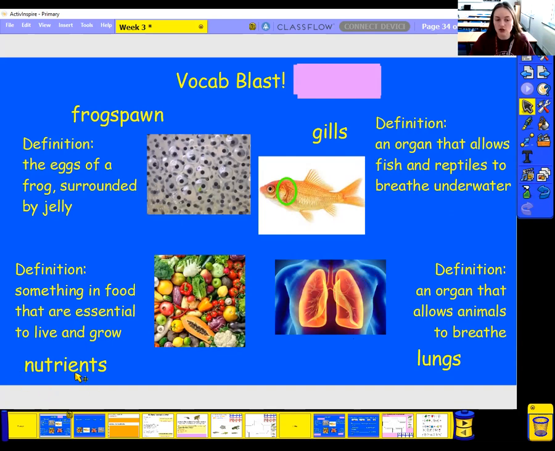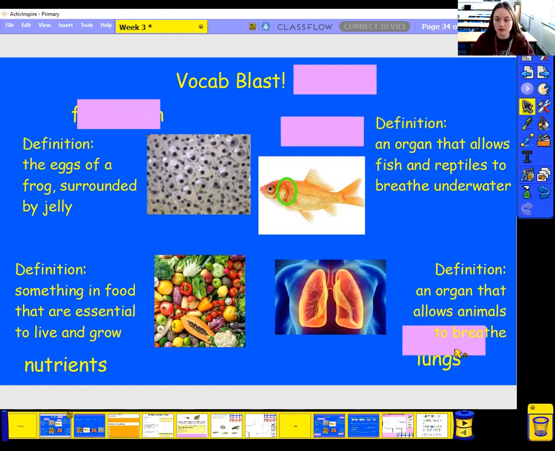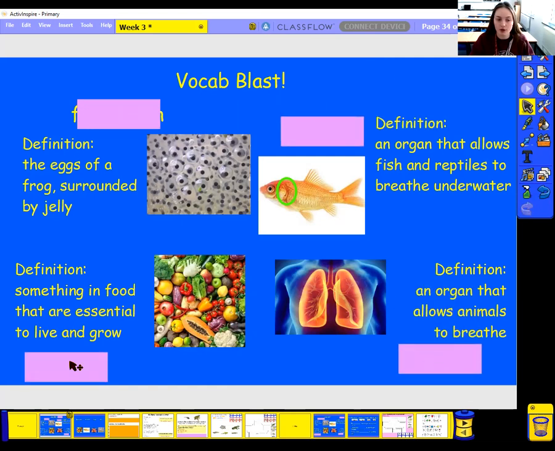And the last word is nutrients. I'll say it and you can say it. Nutrients. Fantastic. So nutrients are something in food that's essential for us to live and grow. So I've got a picture here of lots of different fruits and veg because it's something that we need to grow. Nutrients.